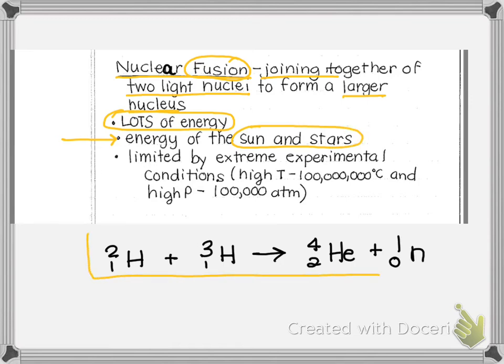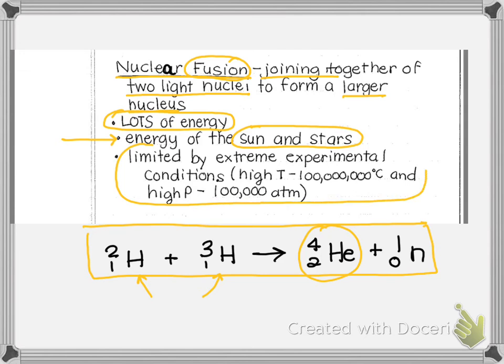Here is a fusion reaction. So you see you have 2 isotopes of hydrogen, smaller, and they come together to form a larger isotope of helium. Now this reaction is a very clean nuclear reaction. It would not have the waste problem. But here's the catch. A nuclear fusion reaction, which is on the sun and the stars, has extreme experimental conditions, the conditions of the sun and the stars.